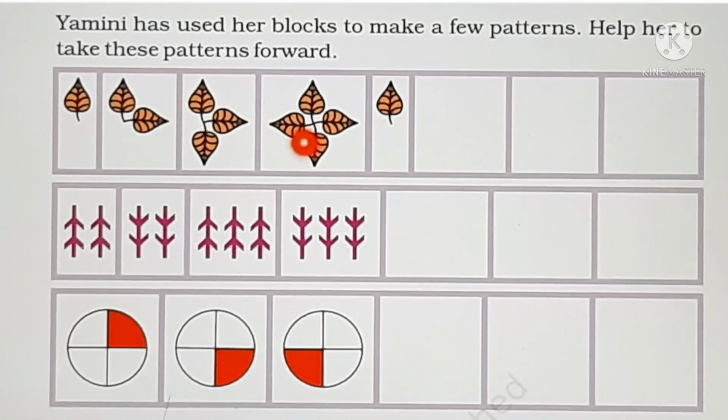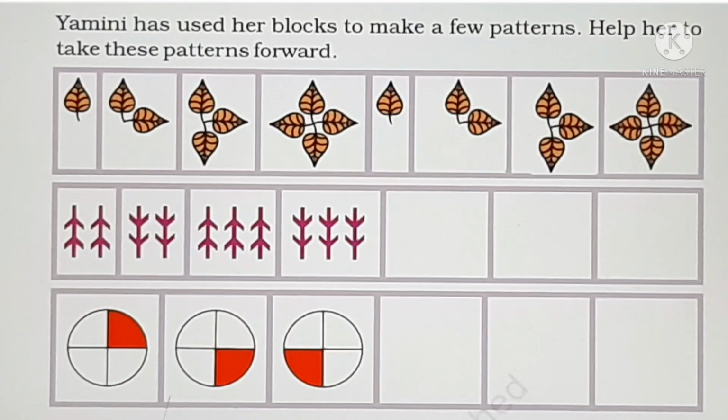So if I have one leaf, then what will be the next? There will definitely be two leaves. And after that, three leaves. And at last, four leaves.